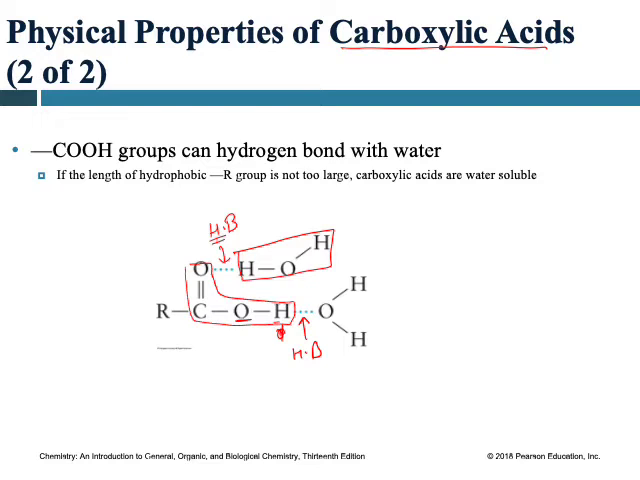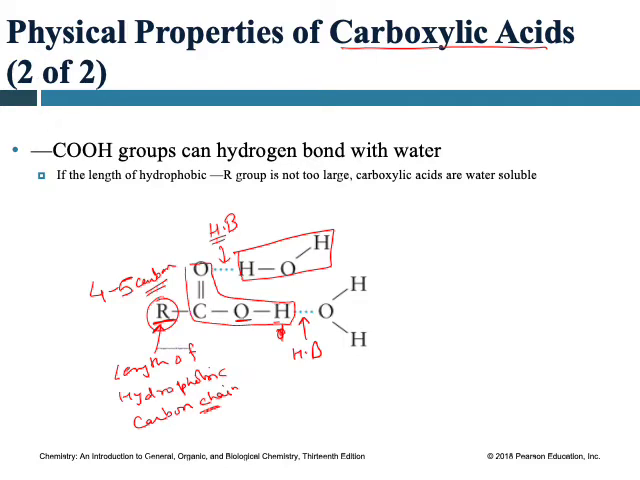Right, and R is normally the hydrophobic carbon chain. If this chain is larger, then the solubility of the carboxylic acid organic compound is going to be lower. So as long as this R group normally contains 4 to 5 carbons, carboxylic acid compounds are soluble in water.